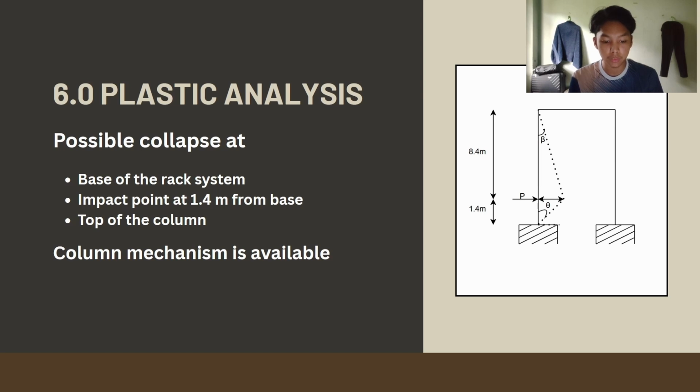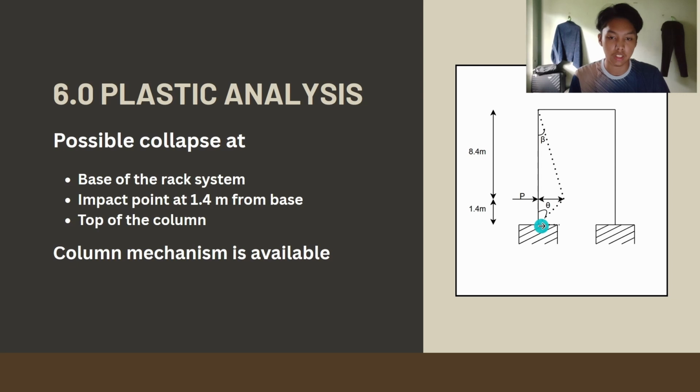I'm from Group 2 of the TOS project, and I will explain the plastic analysis to estimate the minimum force from a forklift that can cause the collapse of the pallet rack system. So, first and foremost, we assume that the rack system is completely empty, and the forklift accidentally strikes the column at the height of 1.4 meters from the base. This creates a plastic hinge mechanism, which we will analyze using the plastic analysis.